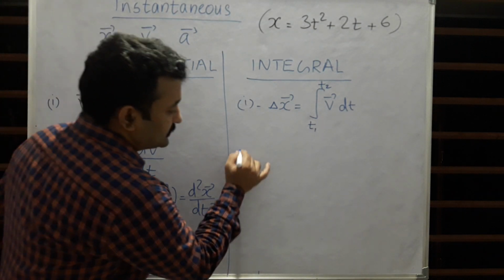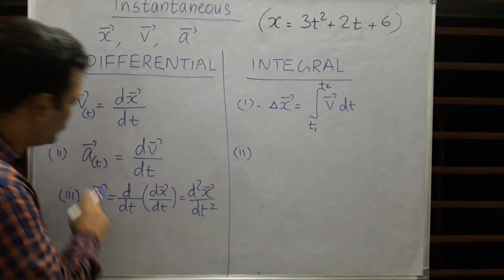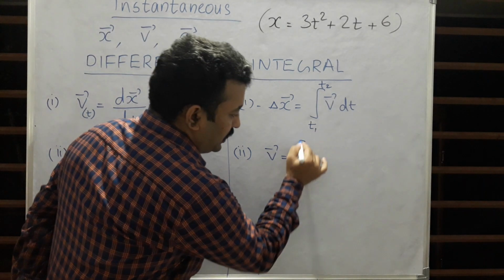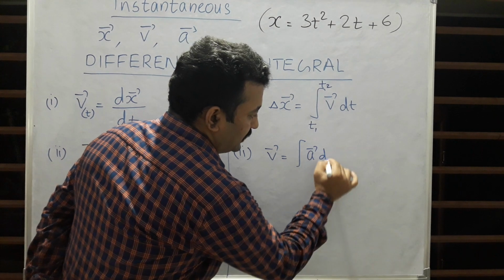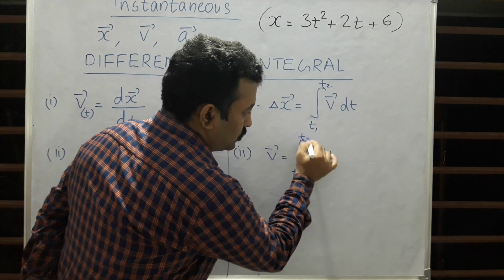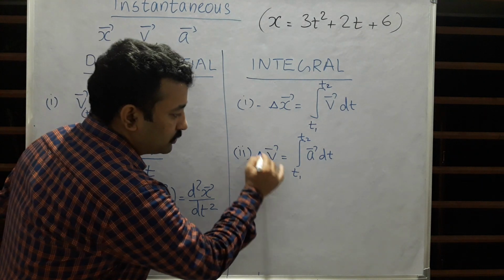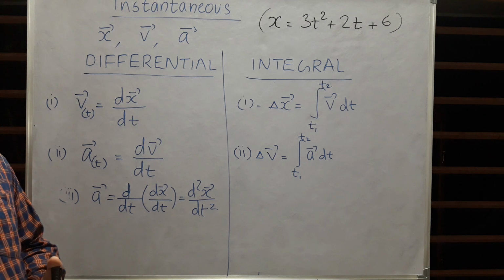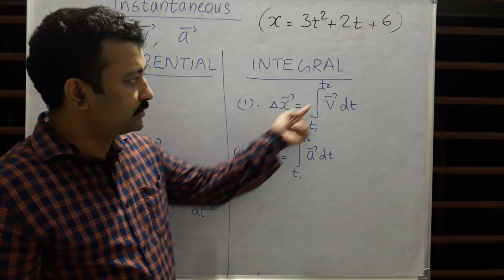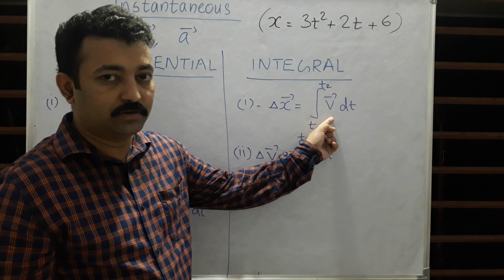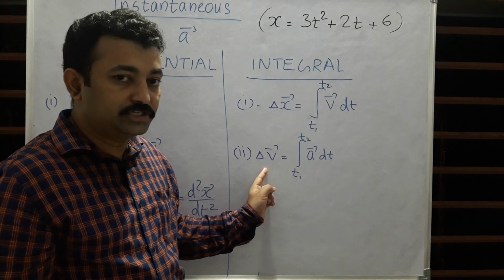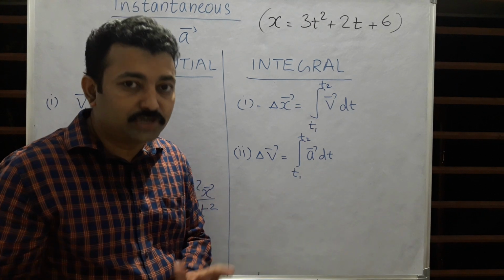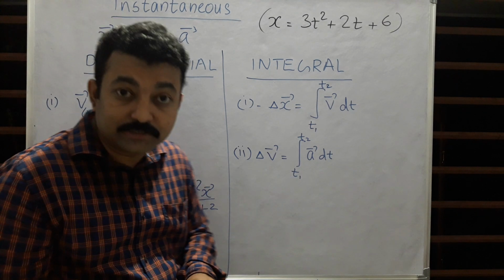And the next one is the second relation. As a is equal to dv by dt, we can have v is equal to the integral of a dt from t1 to t2. This will give you the change of velocity. So we have seen two integral relationships which are useful to us. That is, displacement is the integral of velocity over time, and velocity change is the integral of acceleration over time. So this much is required for us to start with the questions.